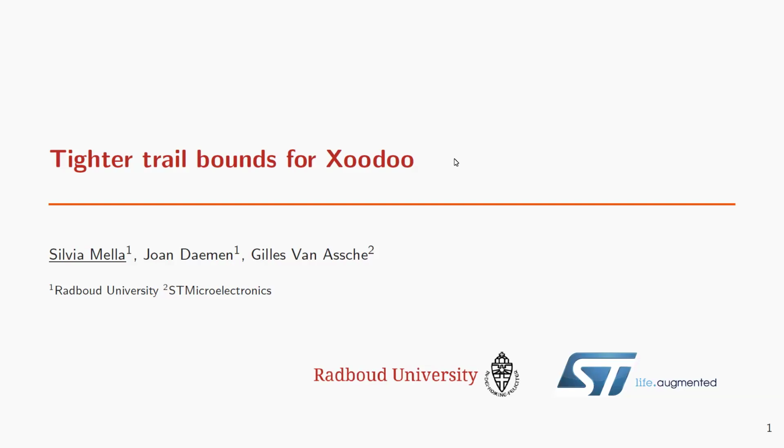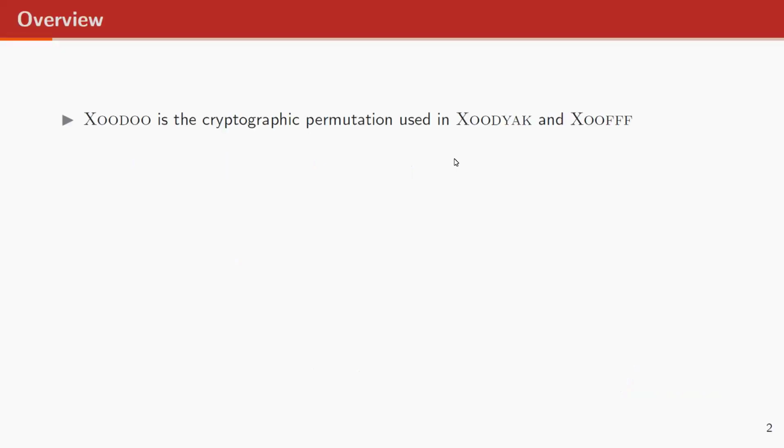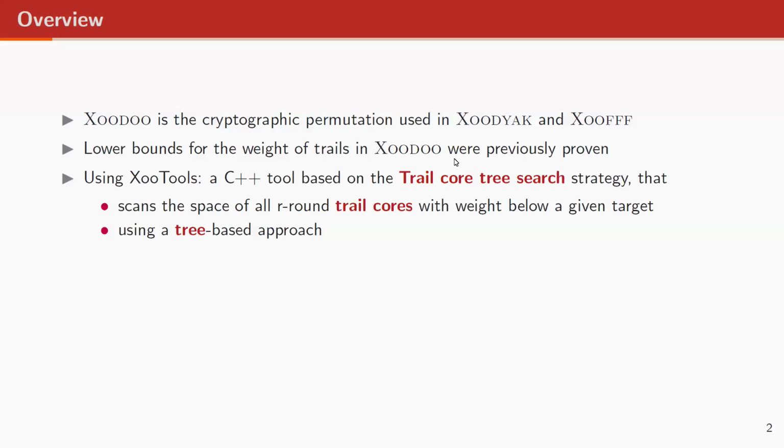So in this work, we improved bounds for linear and differential trails in Xoodoo. Xoodoo is the cryptographic permutation at the core of the authenticated encryption scheme Xoodyak and the deck function Xoofff. Bounds for Xoodoo have already been proved by its authors. They developed a dedicated tool that implements what we call the trail core tree search.